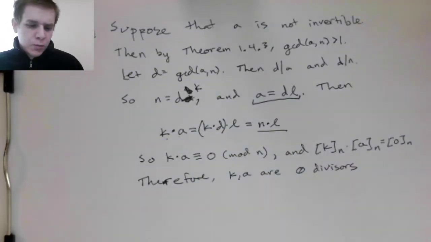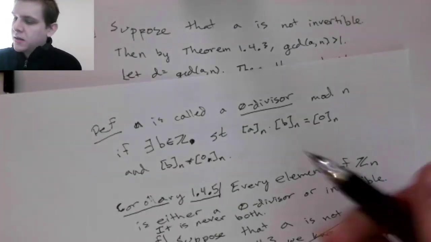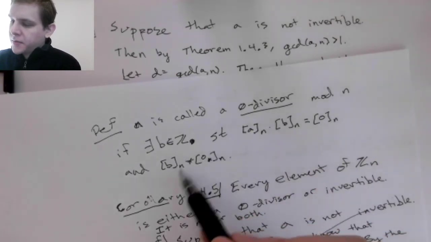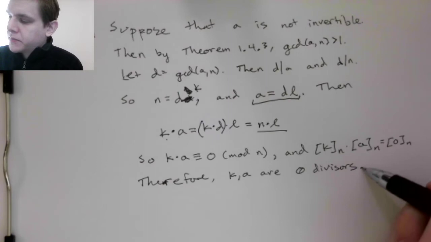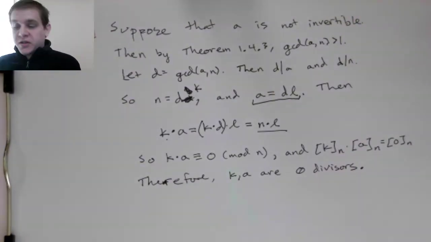And I forgot one more thing, actually, in my definition of zero divisors. Of course, oh, never mind. It's fine. So this is part of the proof of the theorem. What else do I need to do?